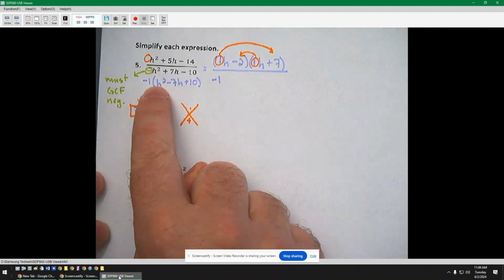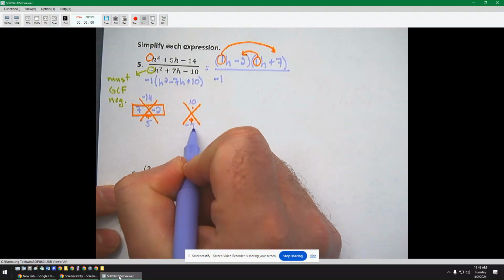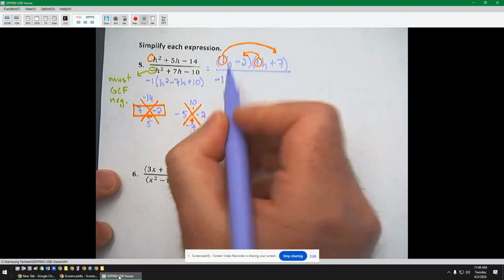All right, so I've got a 1 times a 10, so we've got a 10. We need to build a negative 7. It's 5 and 2, but they both need to be negative. So now I'm going to go up here.